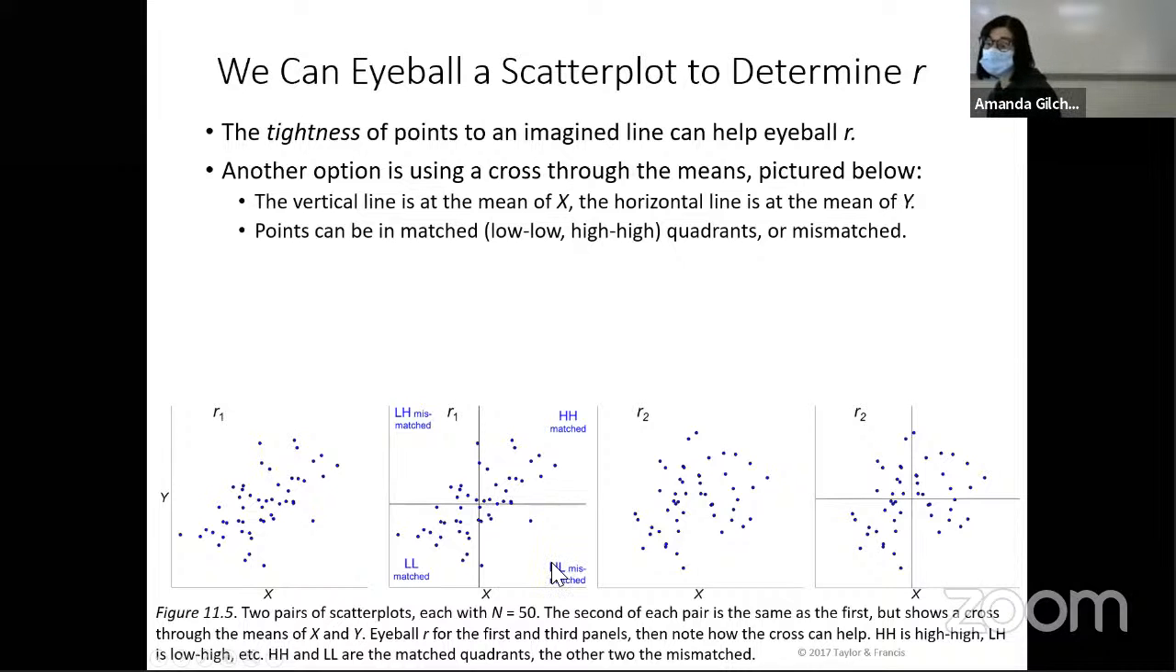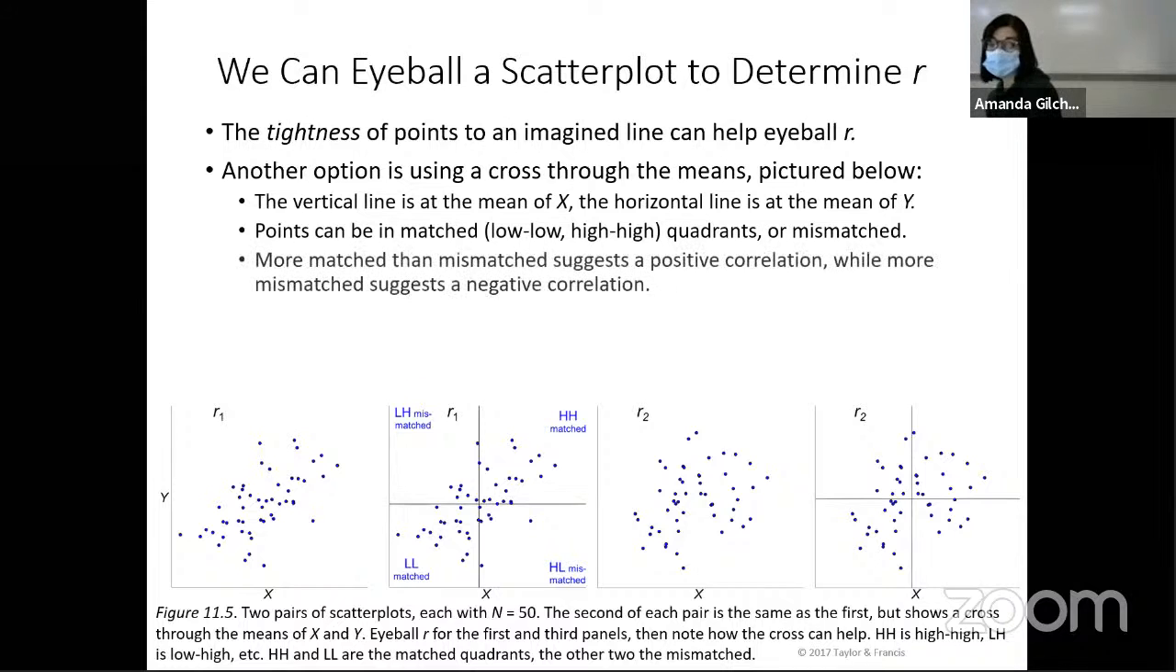So the idea here is that you can look at the ratio of how much are matched and how much are mismatched to get an idea of what this correlation should be. More matched than mismatched suggests that it's positive. More mismatched than matched suggests a negative. And if they're all equal, you have no correlation. So if you have an equal number of matched versus mismatched, you've basically got nothing.